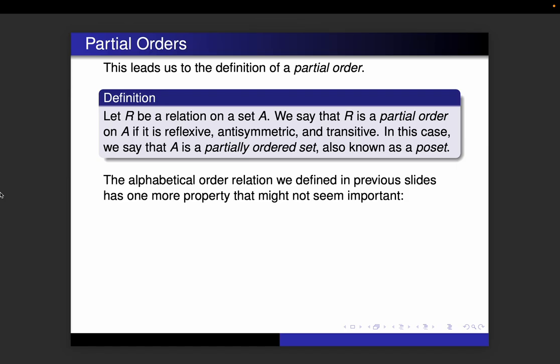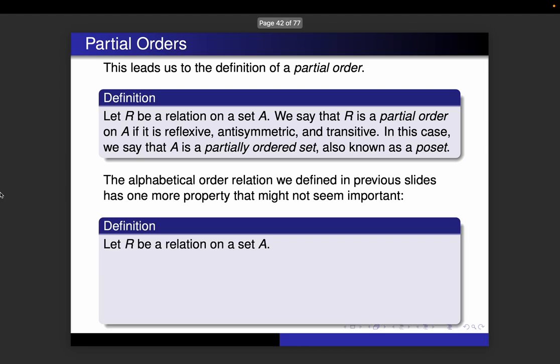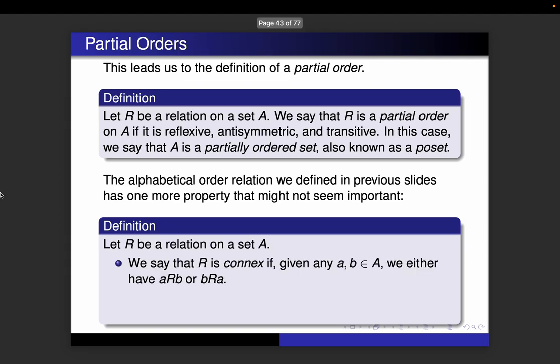So if you take a look at the alphabetical order relation that we had a little while back, it actually has one more property, other than the ones in the definition of a partially ordered set, that might be obvious. So let's give a definition here. Let R be a relation on a set A. We say that R is connex if given any A and B in A, we either have A is related to B or B is related to A. Notice that in the alphabetical order relation, any 2 letters, one of them has to come before the other. So either A is related to B or B is related to A for any of those elements.